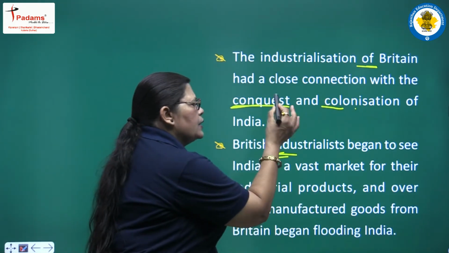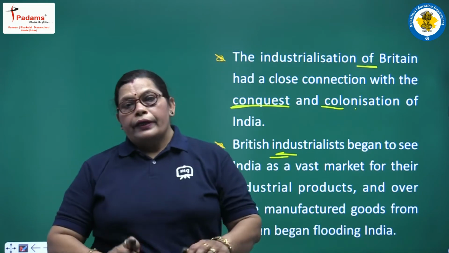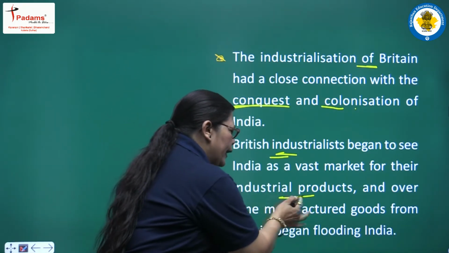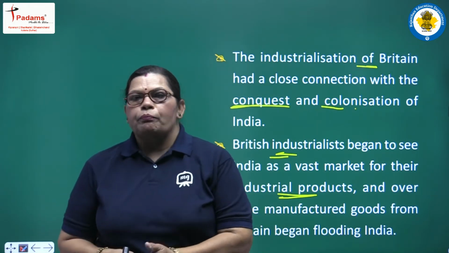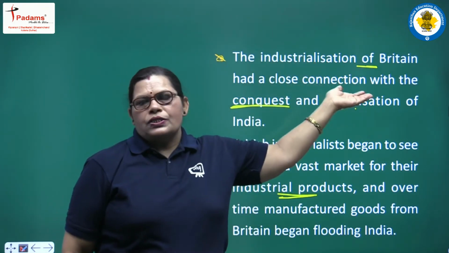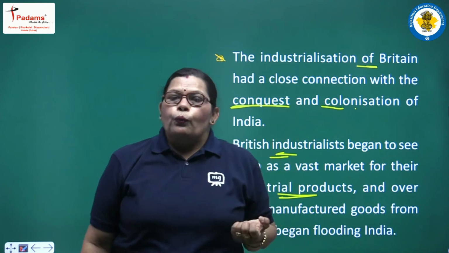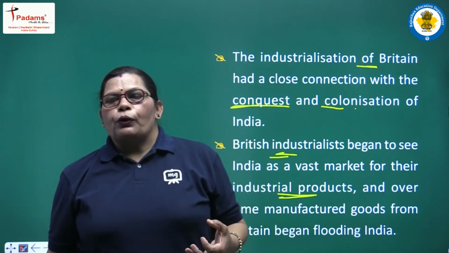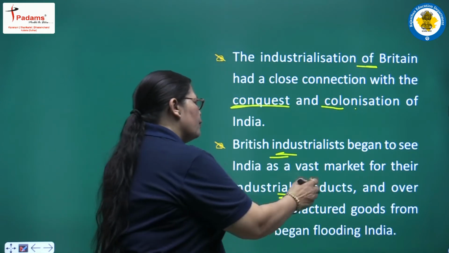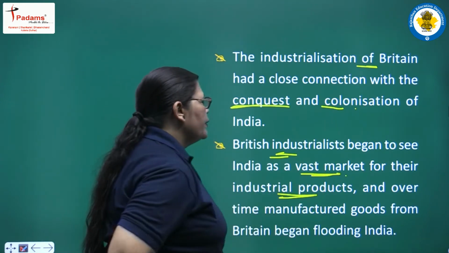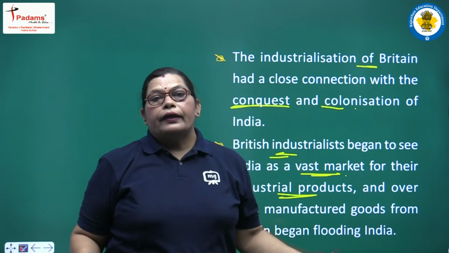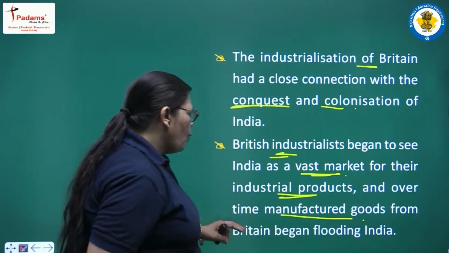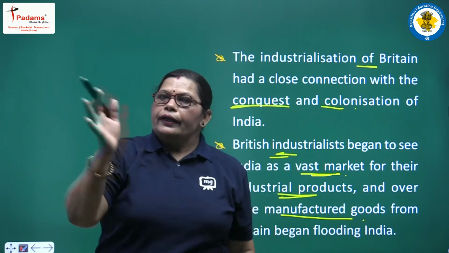See, British industries began to see India as a vast market for their industrial products. As we all know, Britain had mechanized industrialization. So where did it sell its products? Britain sold its products in the Indian market, because we had a great market at that time, and over time manufactured goods from Britain began flooding India.